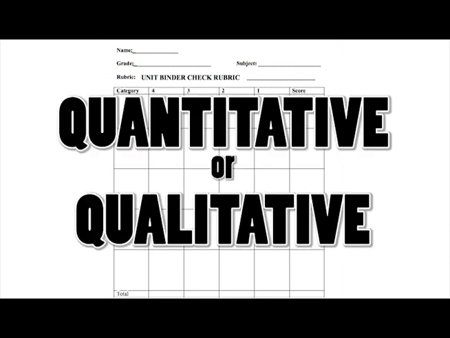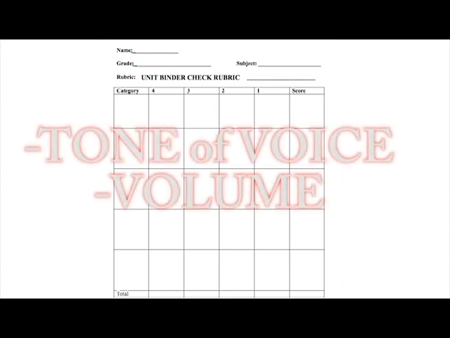Now let's talk about our criteria or our categories real quick. These can really be anything, both quantitative and qualitative, that you want to look for in an assignment. So for instance, if it's a speech assignment, you could be talking about tone of voice, volume. If it's a homework assignment, you might be talking about completion. So my rubric here is for a binder check. So the categories I came up with were notes, example problems, practice problems, bell ringer, organization. Now we're going to put those in our left-hand column here.